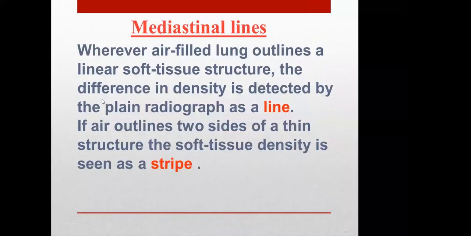In these tunnel lines, we have what is called line and stripe. The line is the term used for the linear soft tissue density, which is outlined by air from one side. But if it is outlined by air from both sides, it is called stripe.